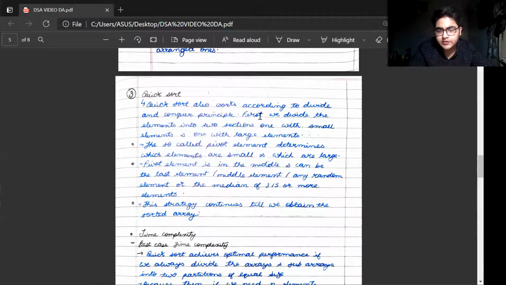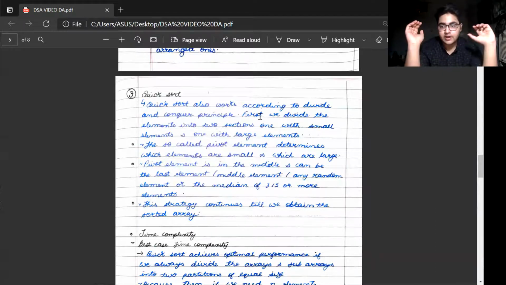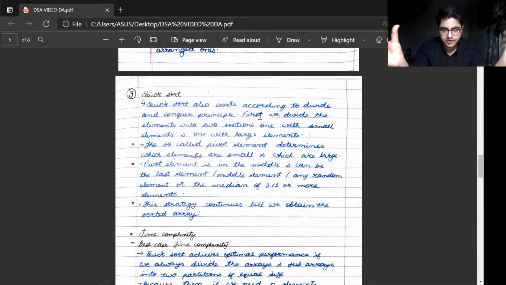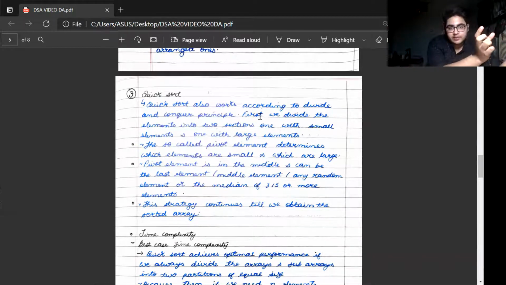So this strategy continues till we obtain the sorted array. For example, if we have an array, we select a sorting element, the pivot element, and then we start swapping them until we obtain the large and small numbers on two sides. Then we again find the pivot element of each small individual part, and this process of division continues till we obtain our final sorted array.